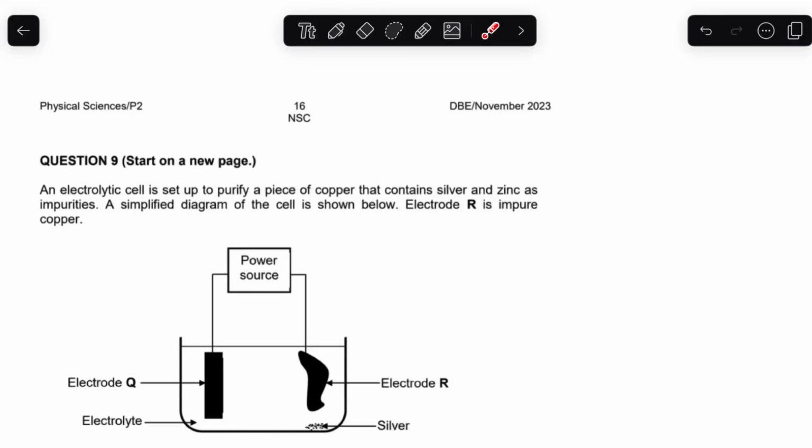Today we're looking at the national paper, the 2023 November. It's an electrolytic cell. An electrolytic cell is a setup to purify a piece of copper that contains silver and zinc impurities. And it's a simplified diagram of the cell shown below. Electrode R is an impure copper. So we're told this one is an impure copper.